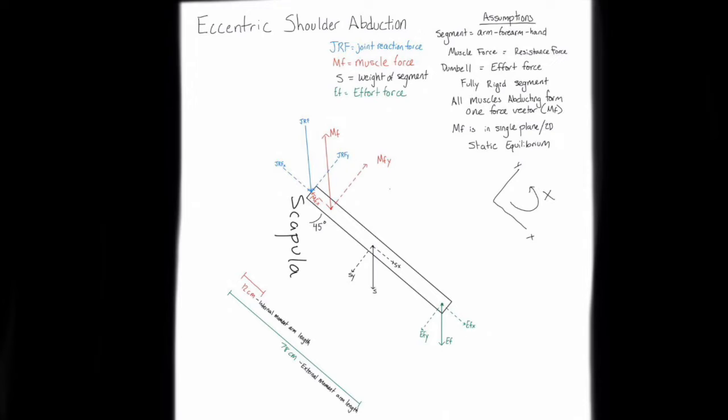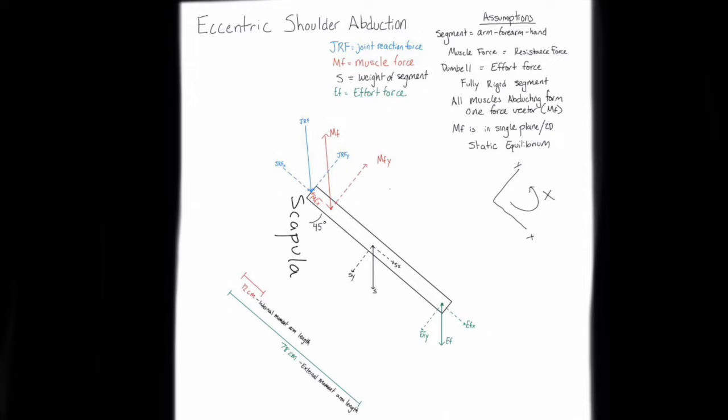We are assuming here that this is a single snapshot in time, so it is in static equilibrium. We are also assuming that the muscle force is the resistant force, that the weight of the dumbbell is the effort force, that the arm-forearm-hand segment is rigid, that the forces must add up to 0 or cancel out because it is static, and that the muscle force is in a single 2D plane and all of the muscles abducting the shoulder act in a single force vector, which is labeled MF. The coordinate system is also shown in the top right to show the positive X and positive Y direction.